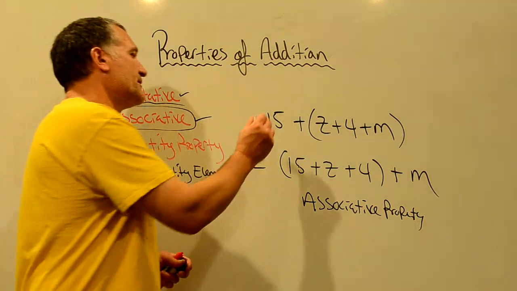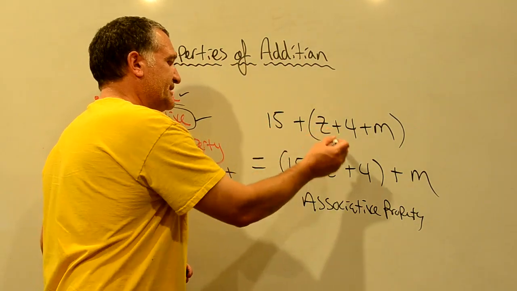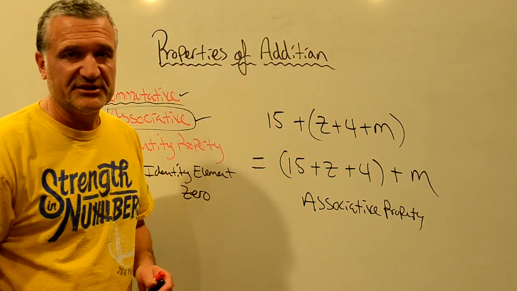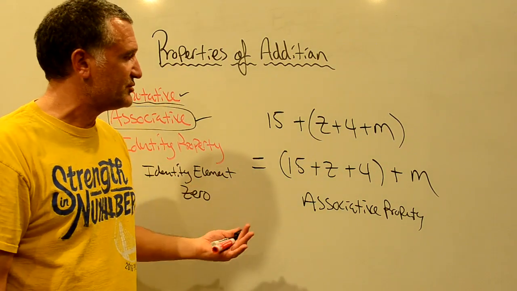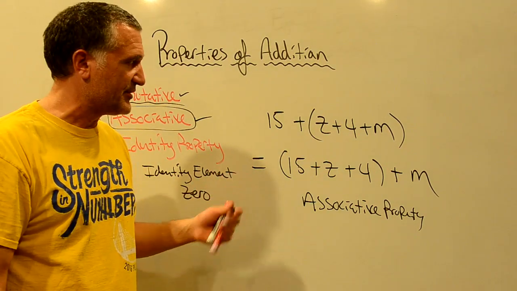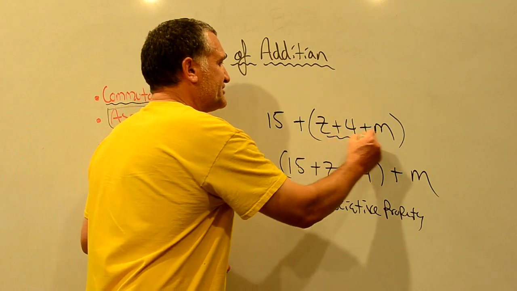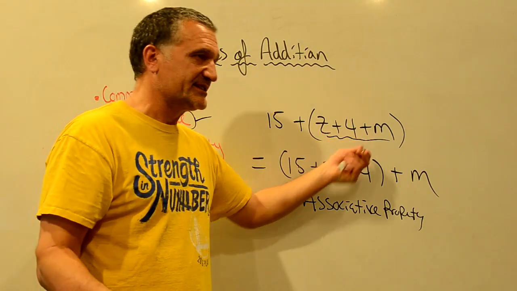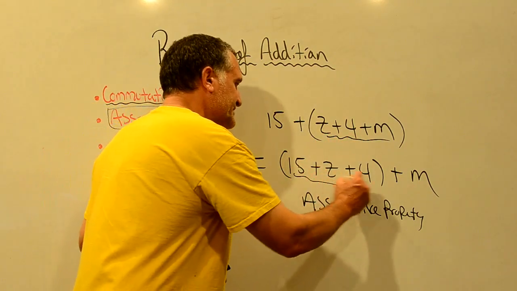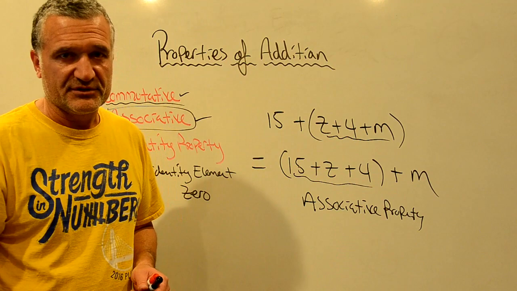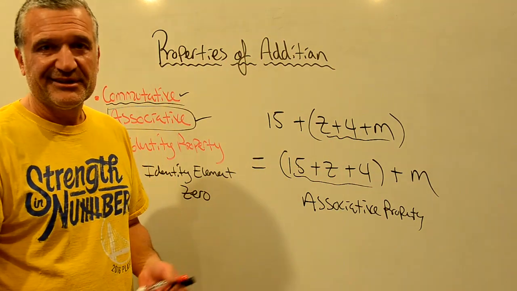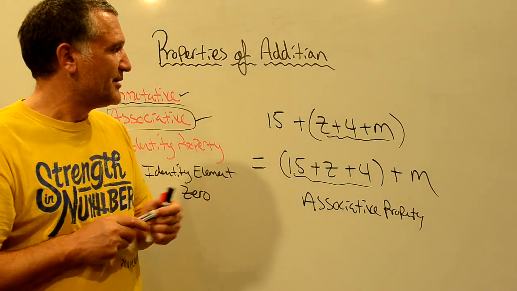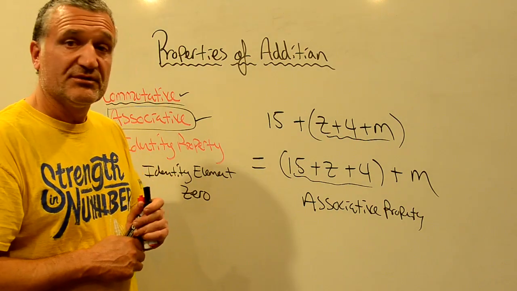Why? 15, 15, z, z, 4, 4, m, m. What changed in it? The order didn't change. What changed was the grouping. If you follow strict order of operations, in this statement you're being asked to identify what's in the parentheses here first, whereas in this statement, you're being asked to follow what's in here first. And again, it's all addition. Whether it has the parentheses or not really doesn't matter, okay? But these are the properties of addition.